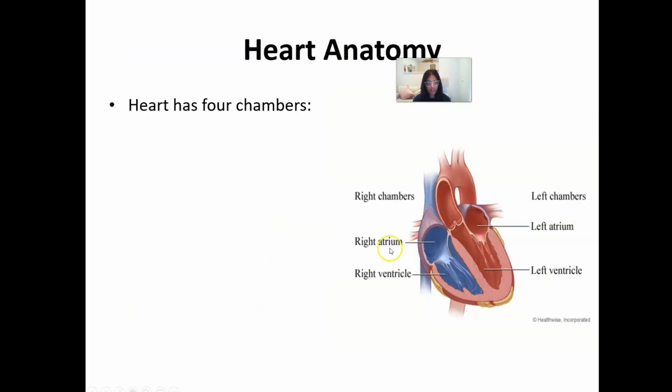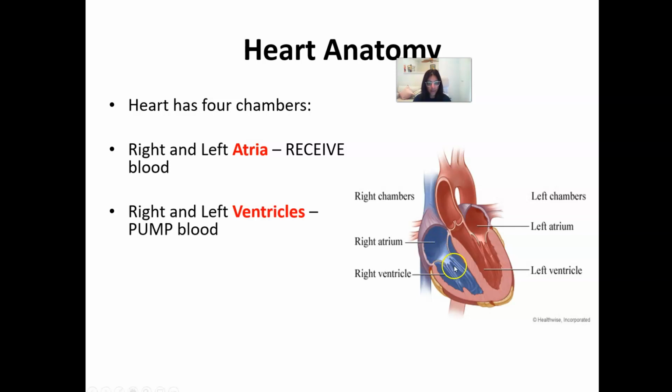Okay, so as I described before, the heart has 4 main chambers. These are the left and right atria, so that's the left atrium with the oxygenated side, the right atrium on the deoxygenated side. These chambers receive blood from veins. As we flow down onto the right and the left side, we have ventricles. And the job of the ventricles is to pump blood out of the heart.